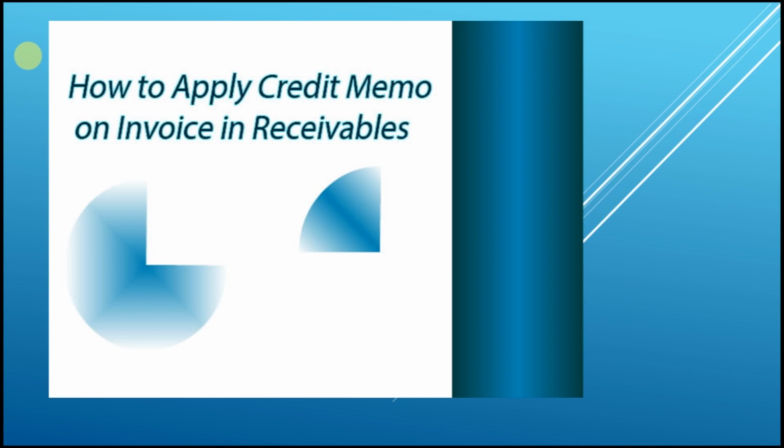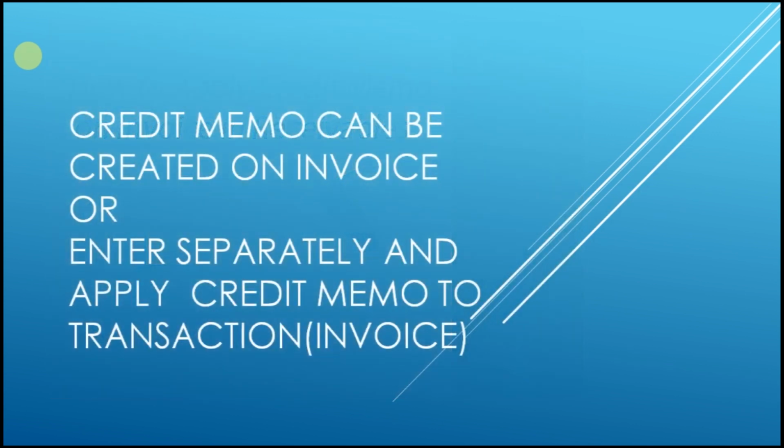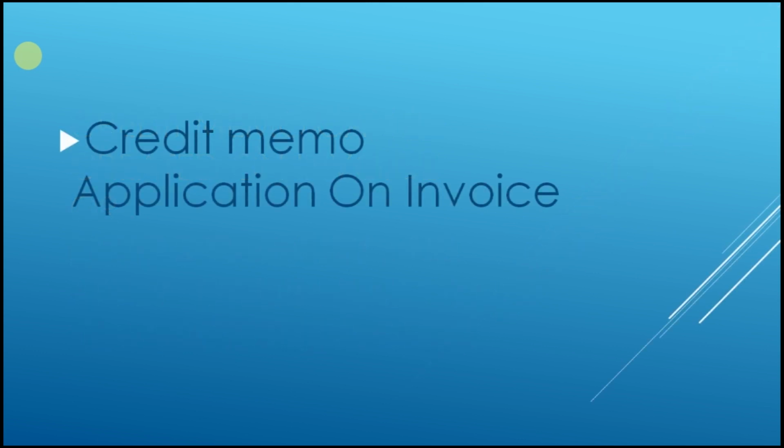So credit memo can be created on the invoice in receivables generally, or we can also enter it separately and apply it by selecting a particular invoice. Let us see both the steps. First one, credit memo application on the invoice of the receivables. So first we will create the invoice, and on that we will create the credit memo.